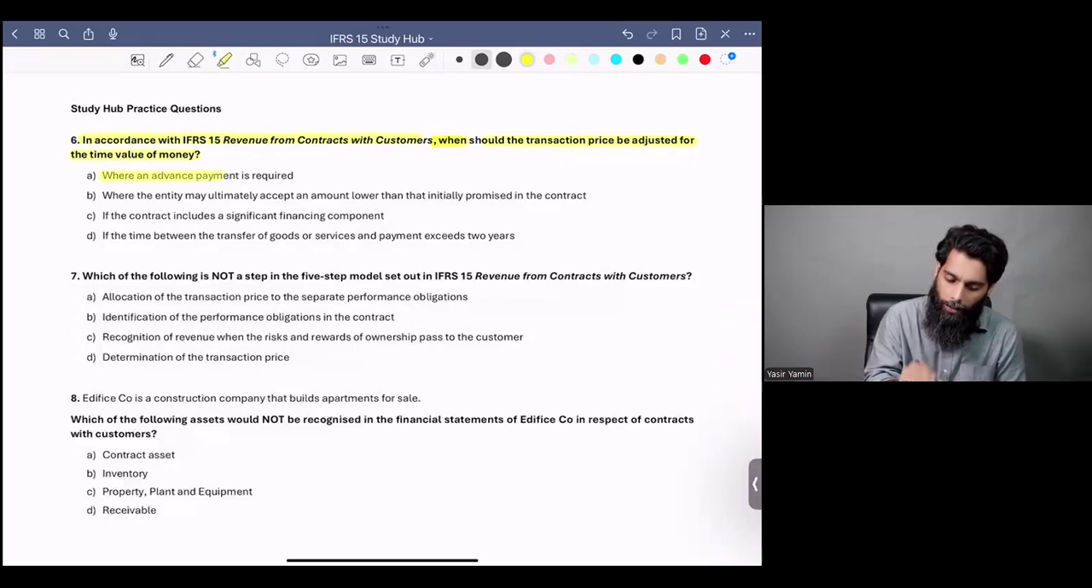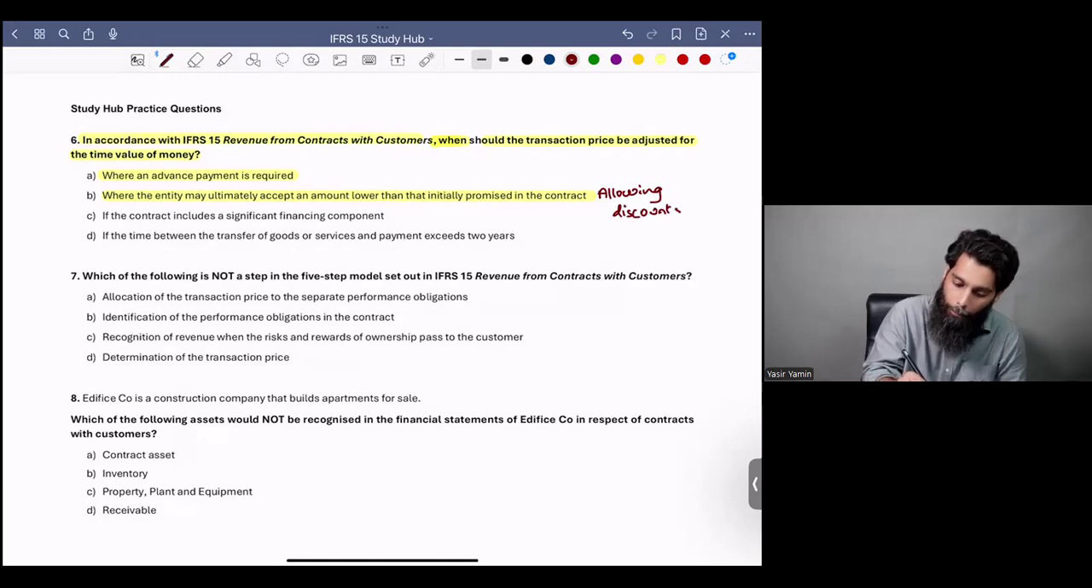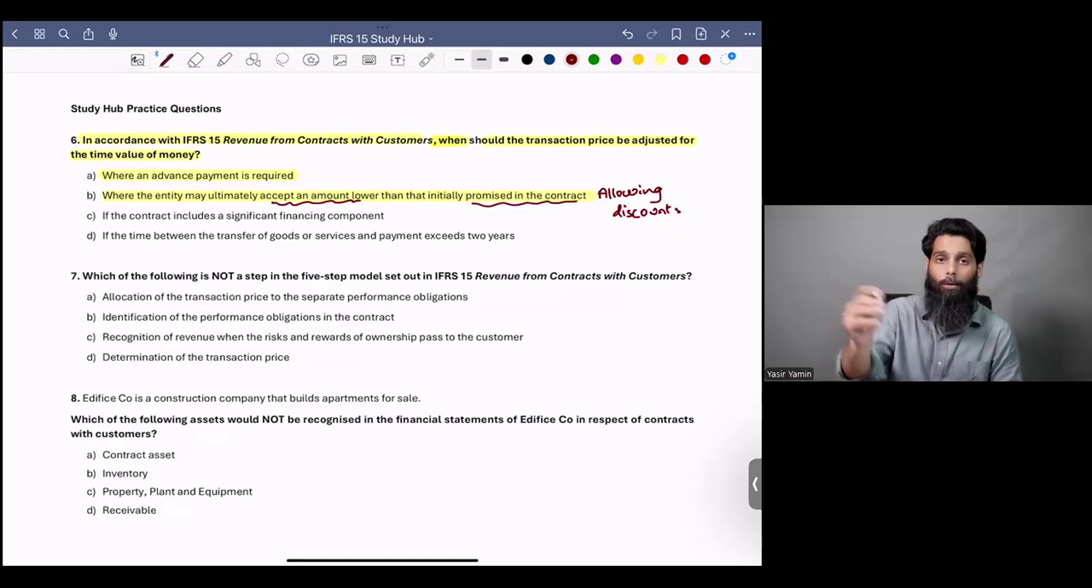Where an advance payment is required, where the entity may ultimately accept an amount lower than initially promised in the contract. For example, when you are allowing discounts, then you would be accepting an amount lower than what was promised in the contract because you allowed a discount to the other person.